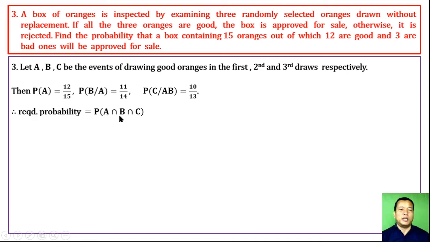P of A intersection B intersection C, which is again equal to P of A into P of B by A into P of C by AB. Their respective values are put and simplified, we get 44 by 91, which is the required probability.